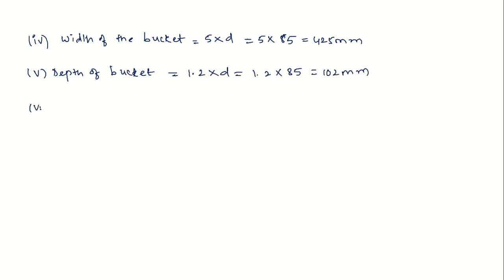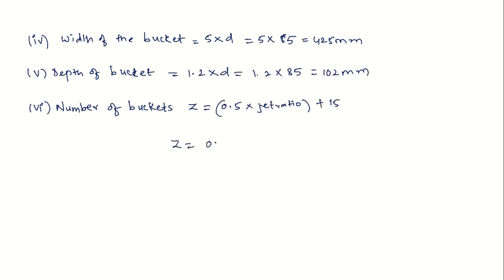And last we have number of buckets. The number of buckets that should be mounted on the wheel is also discussed in points to be remembered. We have the formula Z is equal to 0.5 into jet ratio plus 15. This was our formula for Z.